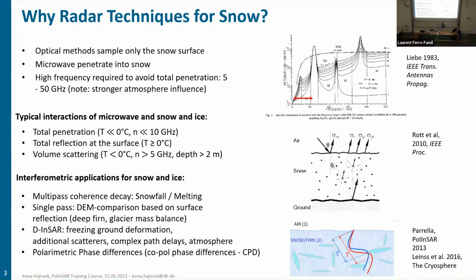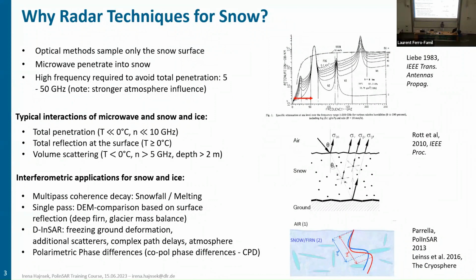And depending on the wavelength, we have different penetration capability into the snow and into ice. Why do we have this? Because snow and ice has a very low dielectric constant, which means very, very low moisture in it. It's a kind of dry medium. Therefore we have this stronger penetration capability. However, a note: if you go to very, very high frequencies, for example from 12 to 50 gigahertz, you also need to take caution about the atmosphere, because here we already get much more atmospheric influence.